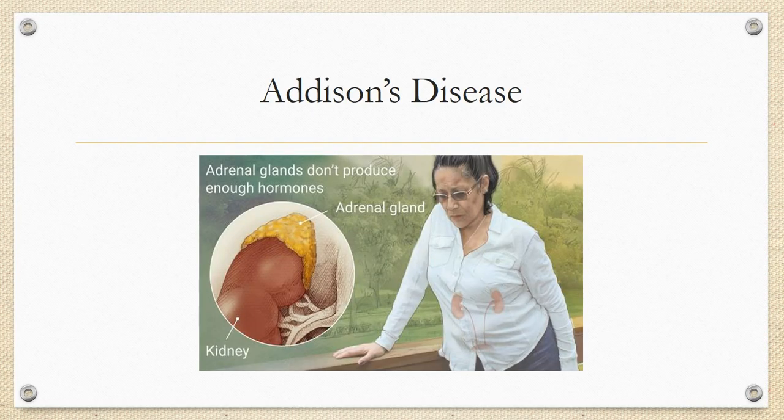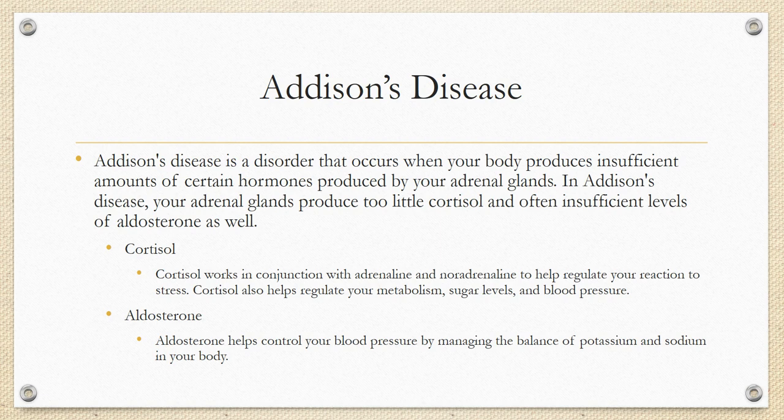All right, so Addison's disease. The picture of this poor lady, who looks like she's having a hard time, is a picture of the kidneys as far as where they sit, and the adrenal glands sit on top of those kidneys. So Addison's disease is a disorder that occurs when your body produces insufficient amounts of certain hormones produced by your adrenal glands. In Addison's disease, your adrenal glands produce too little cortisol or often insufficient levels of aldosterone.